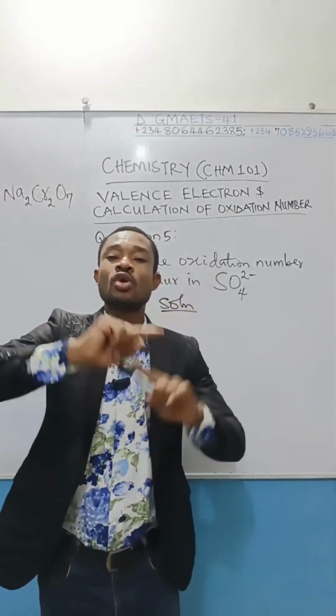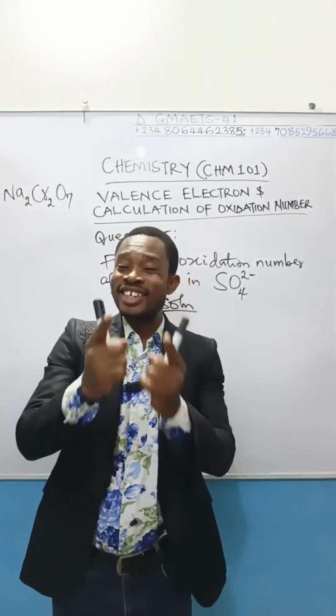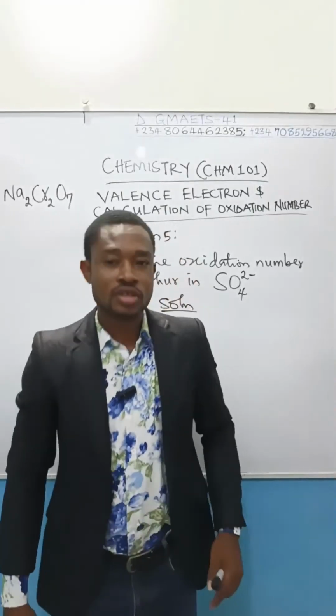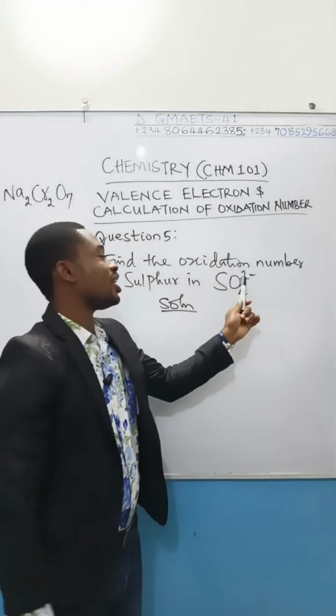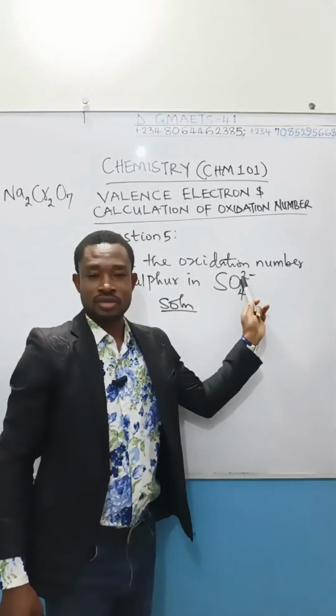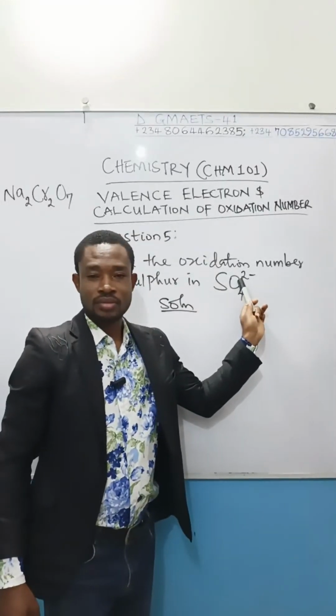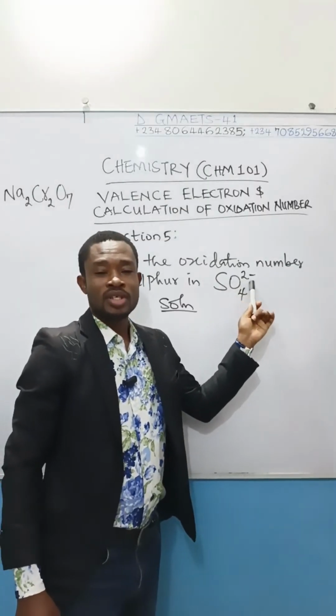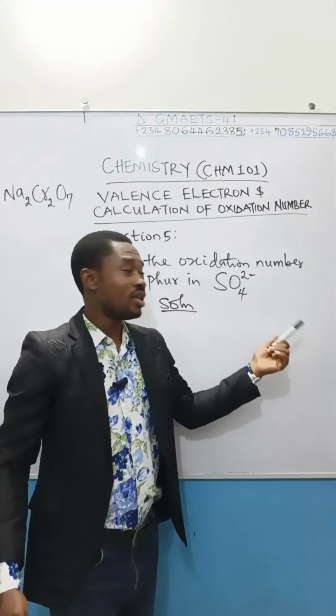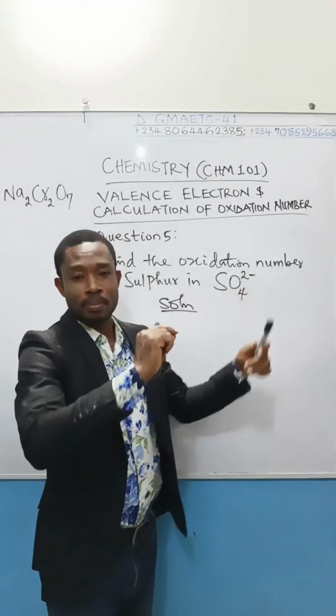But the overall oxidation number of an ion is not equal to 0. Rather, it is equal to the ionic charge given. And the ionic charge is also always written on top with either plus or minus, as the case might be. In this case, SO4, 2 minus.